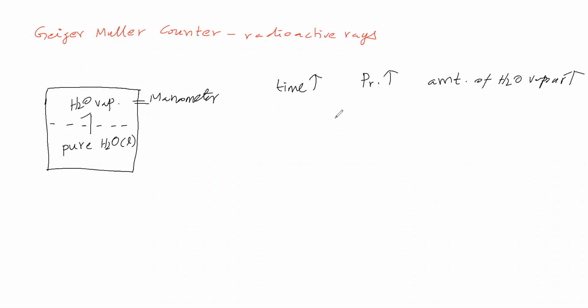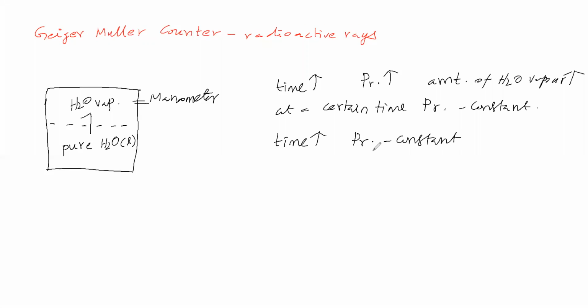At a certain time, the pressure exerted by the water vapor attains a constant value. Then onwards, as time passes, the pressure exerted by water vapor remains constant. There is no change, though time passes. What is the reason? Here, liquid water is going on evaporating, yet from a certain time onwards the pressure exerted by water vapor remains constant.